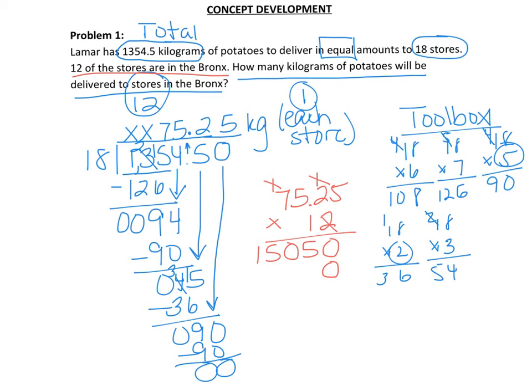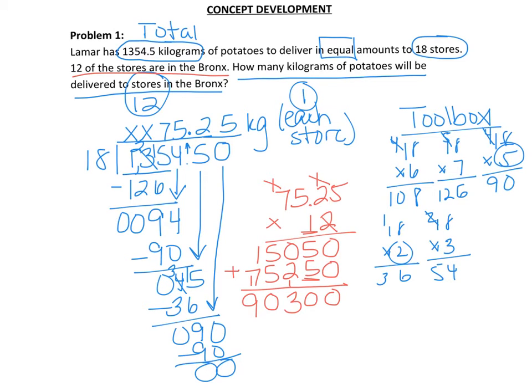I'm putting a 0 because I'm starting in the tens. 1 times 5 is 5. 1 times 2 is 2. 1 times 5 is 5. 1 times 7 is 7. And I add 0. 5 plus 5 is 10. Carry the 10. 3. 10. Carry 10. 1 plus 7 is 8. 8 plus 1 is 9.